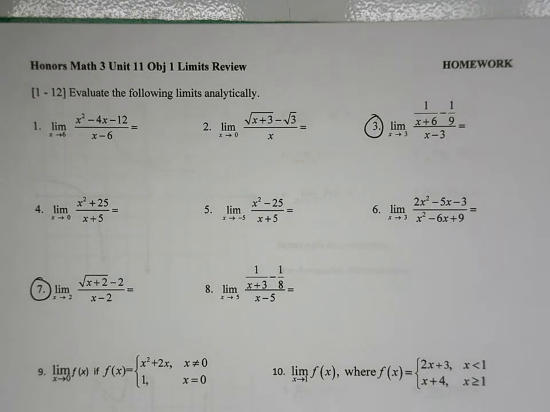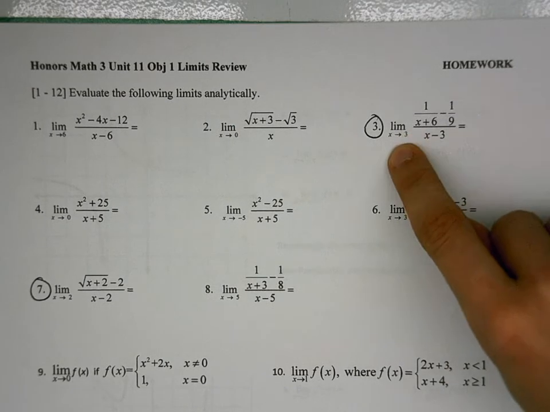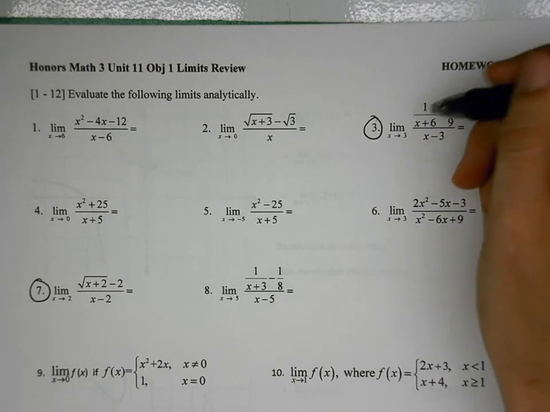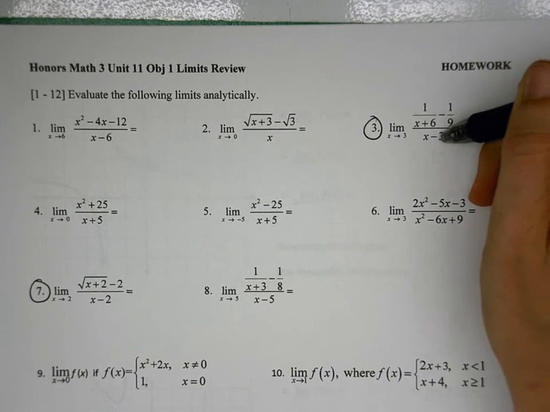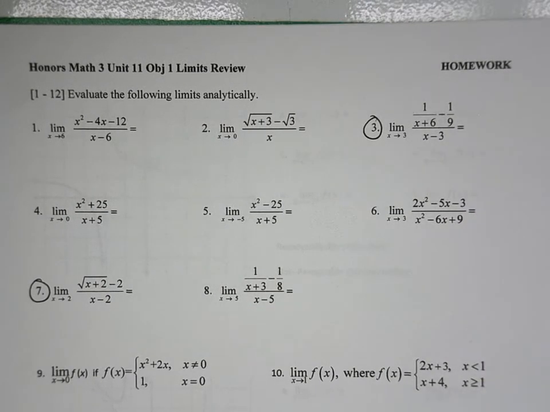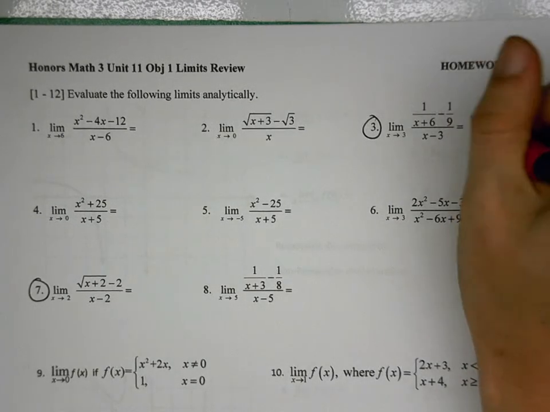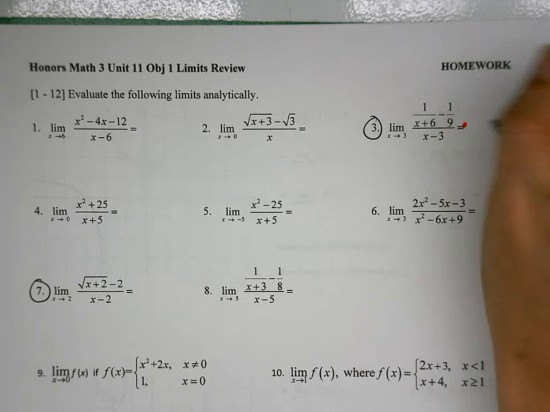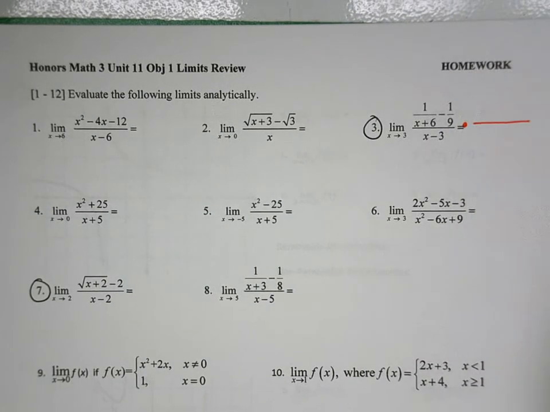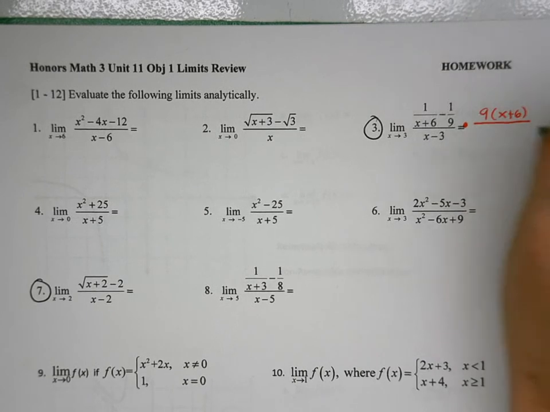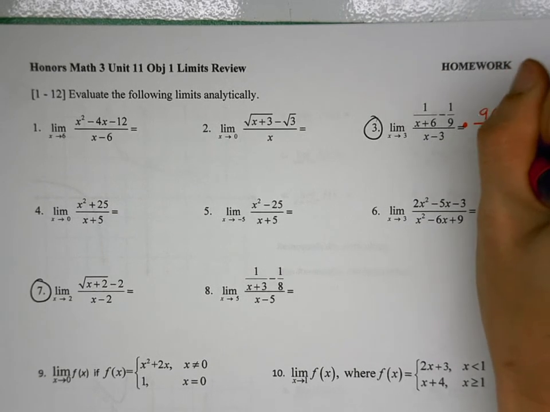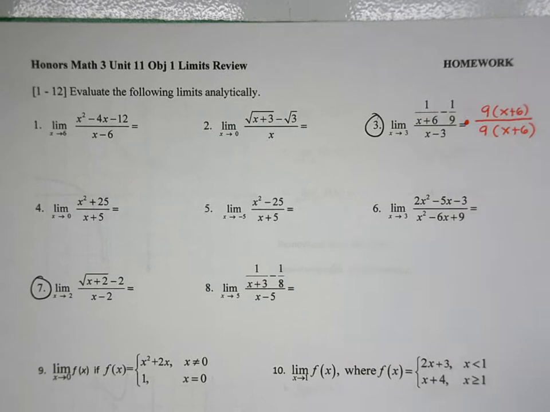Okay, in number 3 here, when x approaches 3 and we plug the 3 in, we get 1 over 9 minus 1 over 9, which is 0 over 0. We can't have 0 over 0, so what are we going to be doing? Well, we are going to be multiplying by our least common denominator. What would be my least common denominator for this one? It would be 9 times x plus 6. Remember that if you do that to one function, you need to do it to the other as well.